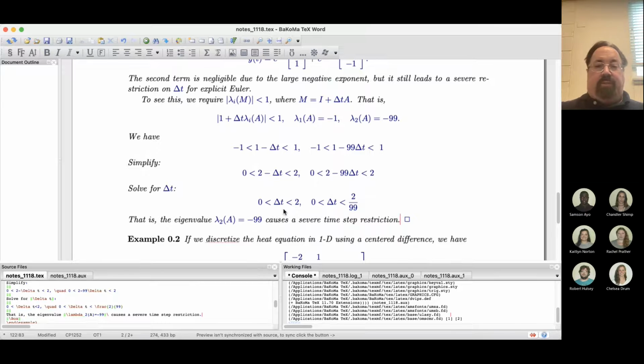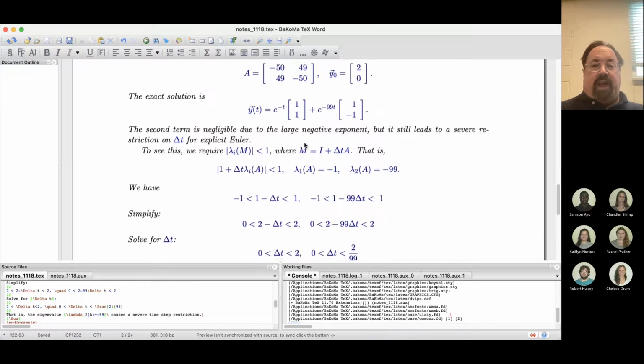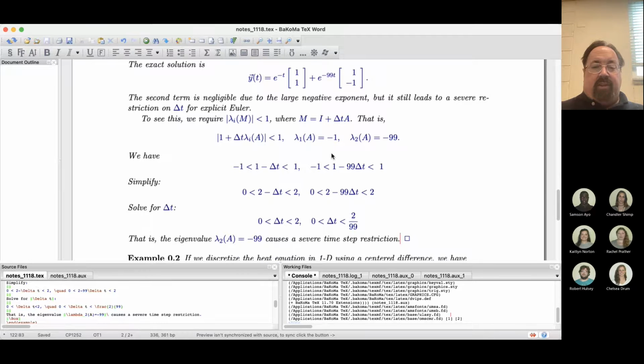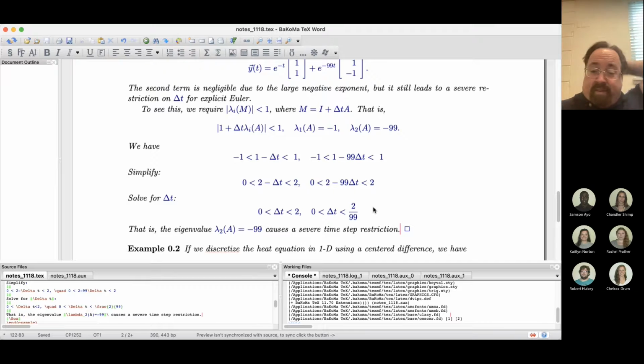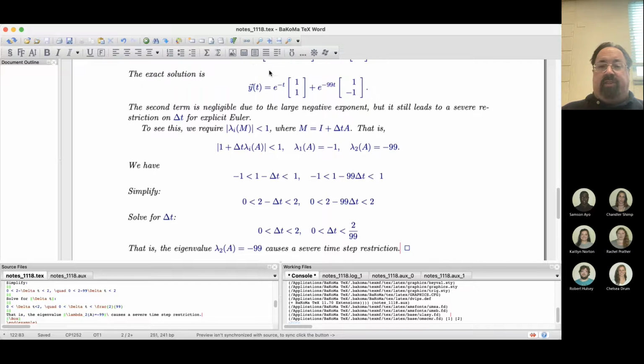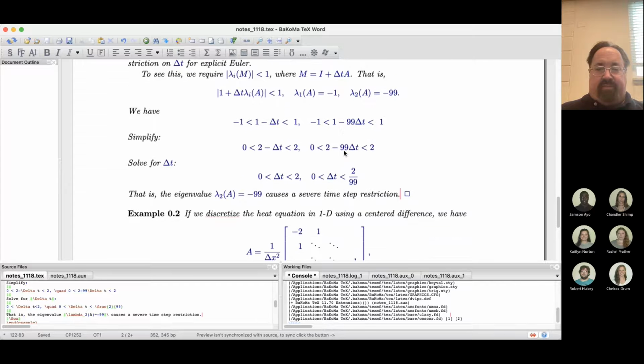So this is what happens with explicit Euler: the more spread out the eigenvalues of your matrix are, the more severe the time step restriction will be. If you choose delta t outside of this, if you choose it too large, then this solution, which is supposed to decay over time, would end up actually growing. Questions about this?